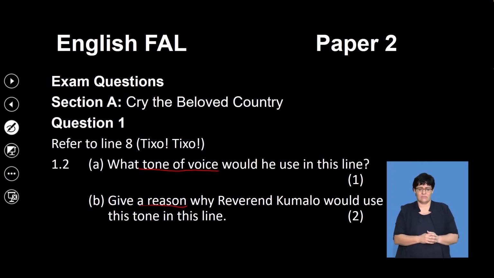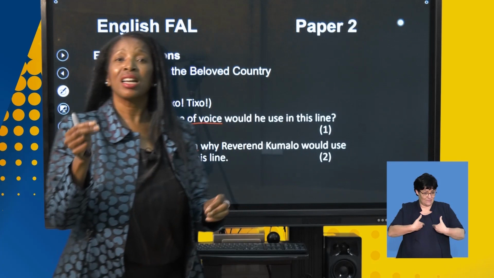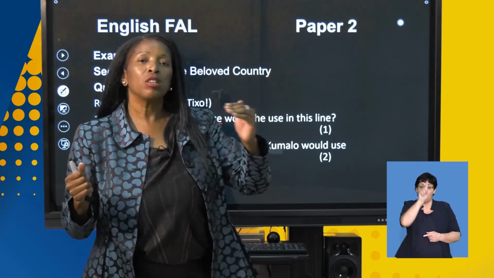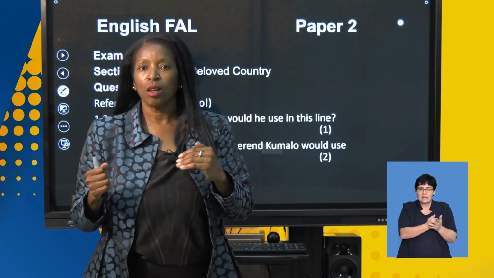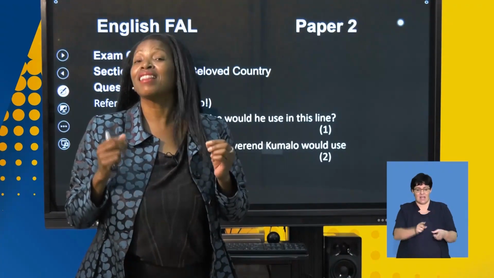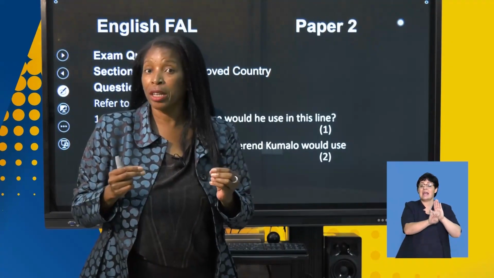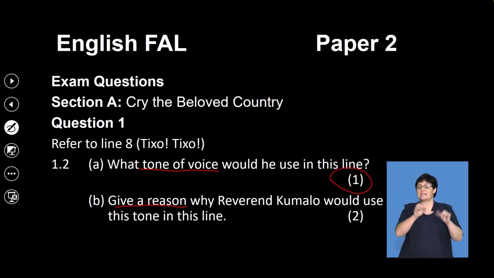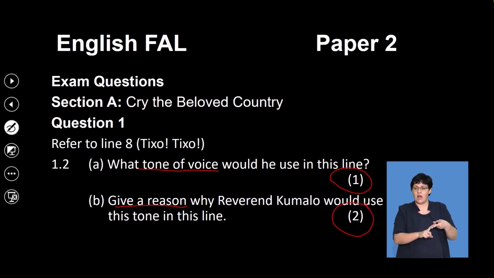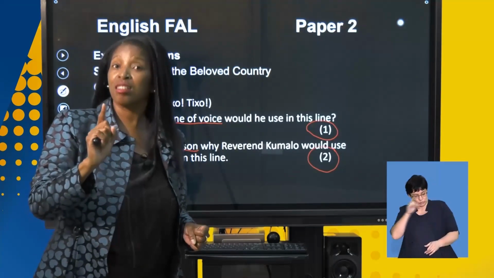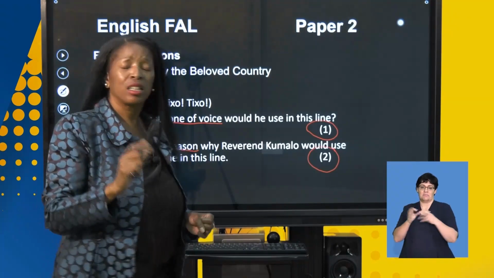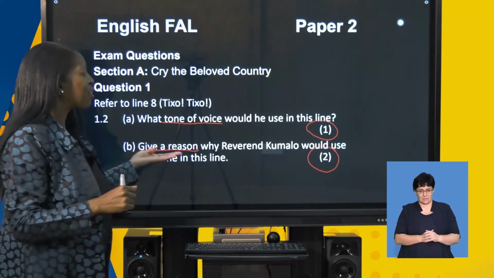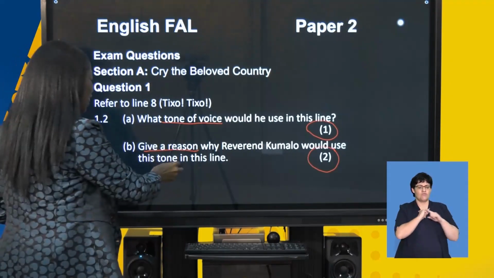Give a reason. Remember when we started, I told you that these questions will need you to peel the answer, which means give a point and then explain your point. That is why your examiner will give you 1 mark for identifying the tone, and 2 marks for giving a reason why you chose that as the appropriate tone that he is using. So give a reason why Reverend Khumalo would use this tone.